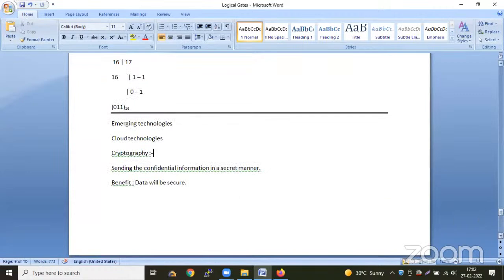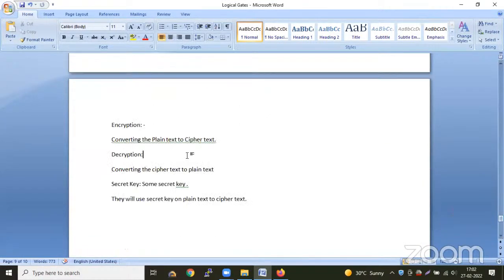Cryptography will have these concepts. So today we'll wind up the session. Let me know if there are any other questions. We'll discuss the octal number system and other things in the next sessions.